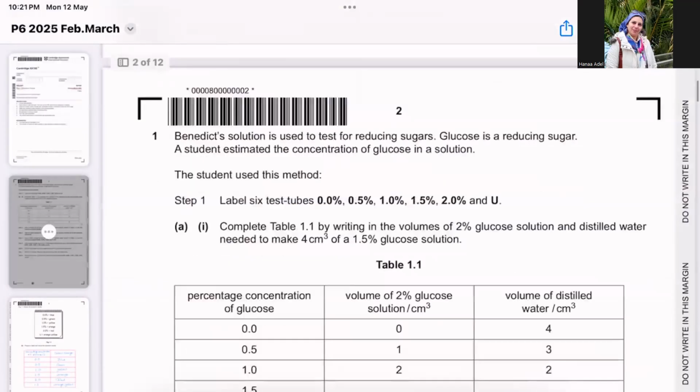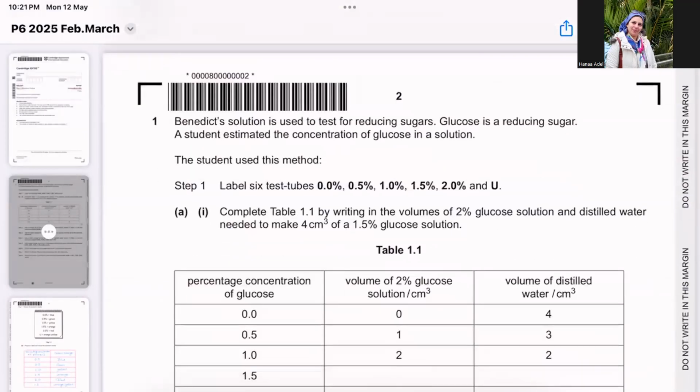Question 1. Benedict solution is used to test reducing sugar. Glucose is a reducing sugar. A student estimated the concentration of glucose in a solution. The student used this method.